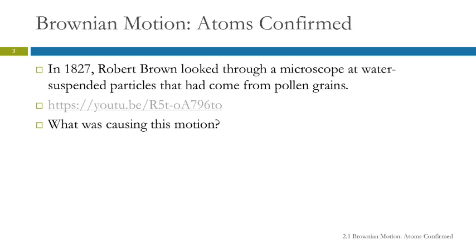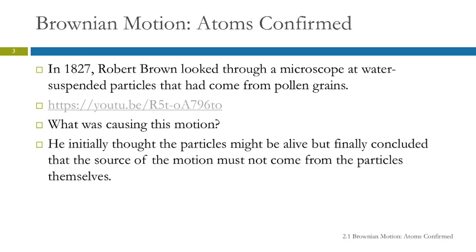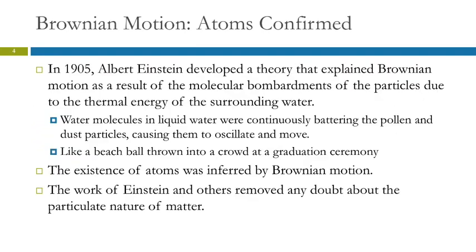And so this was evidence of atoms. It's called Brownian motion. The source of motion is not the particles, but it's the water surrounding them. In 1905, Albert Einstein developed a theory that explained Brownian motion. So it's the bombardment of the particles by the water molecules. So it is thermal kinetic energy. It's energy of those water molecules hitting the pollen and dust particles.